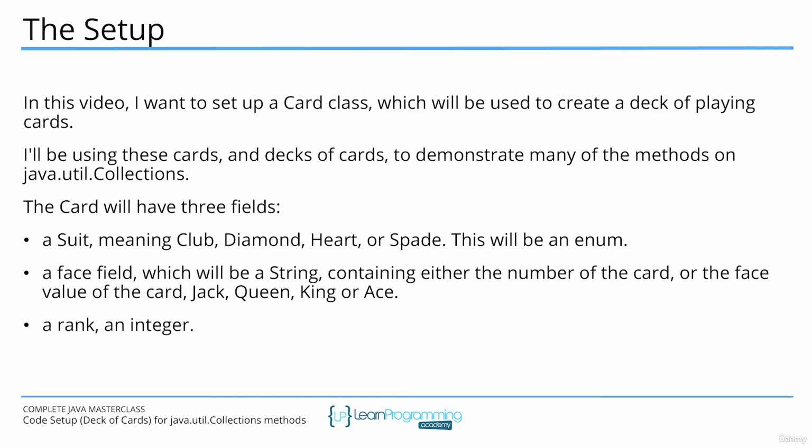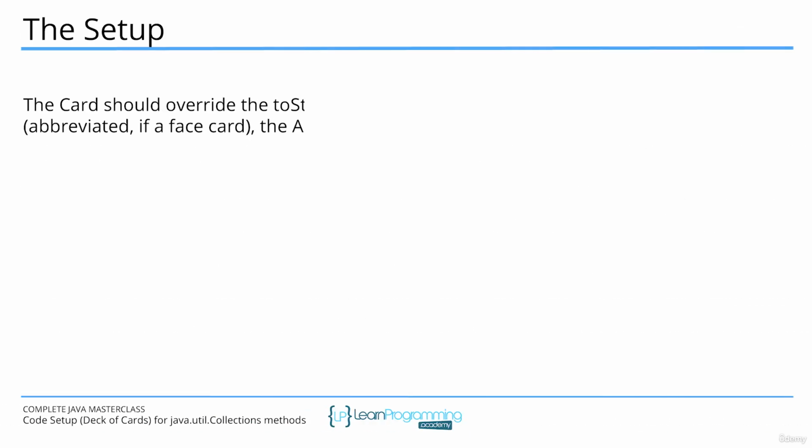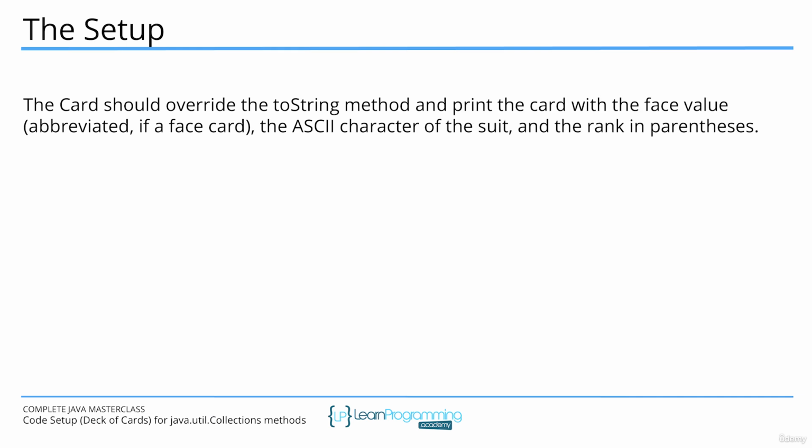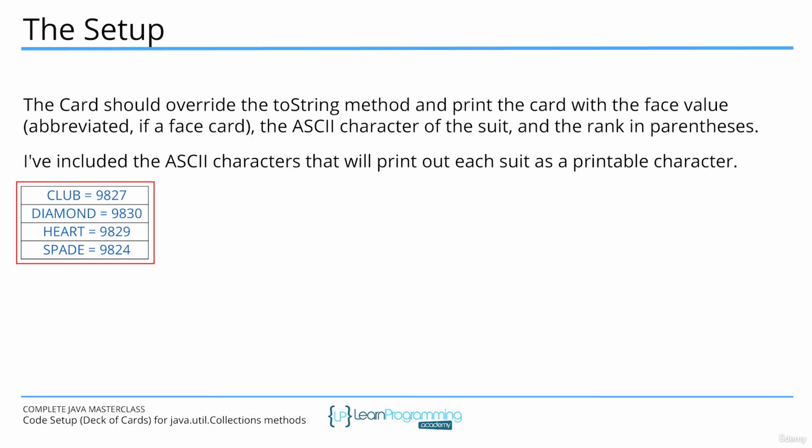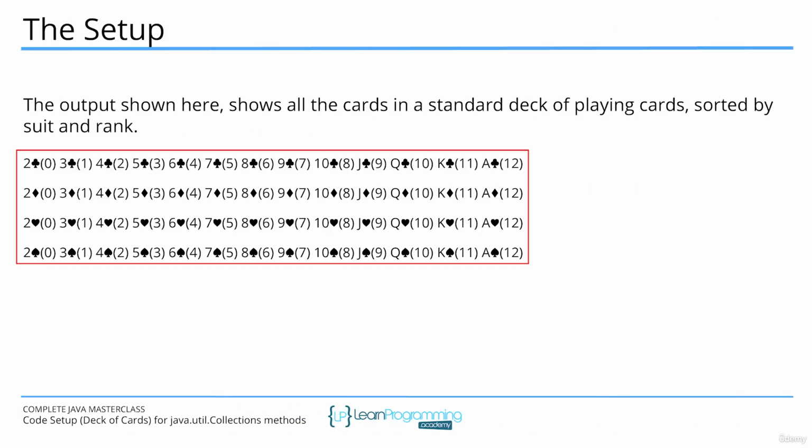A rank, an integer. The card should override the toString method and print the card with the face value, abbreviated if a face card, the ASCII character of the suit, and the rank in parentheses. I've included the ASCII characters that will print out each suit as a printable character. The output shown here shows all the cards in a standard deck of playing cards sorted by suit and rank.